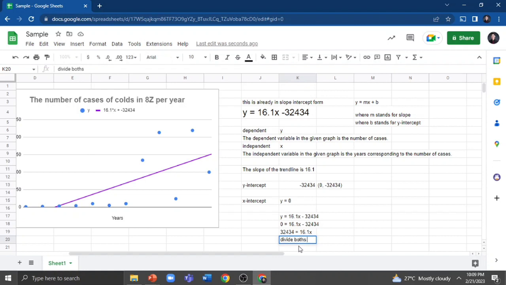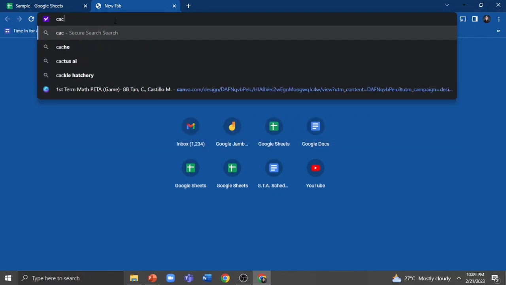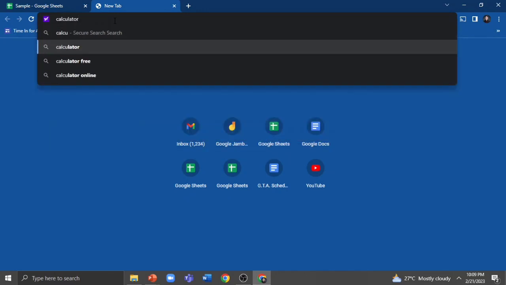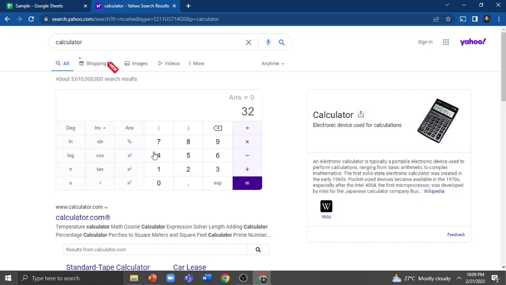Wait, I'm sorry, but I have to use a calculator. I don't have a calculator with me because my phone is being used for recording. So we will simply divide 32434 by 16.1. So our answer is, you can put this in estimated form. I'll just go with 2 decimal places. So 2014.53. So let's say that x is equal to 2014.53. Excuse me.